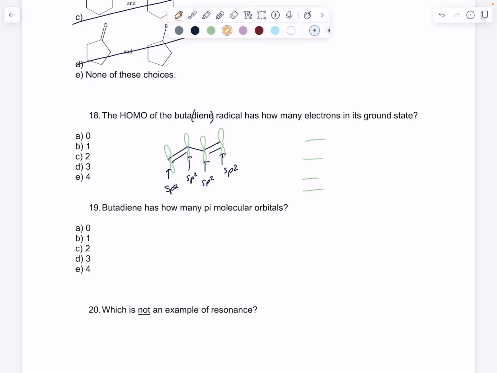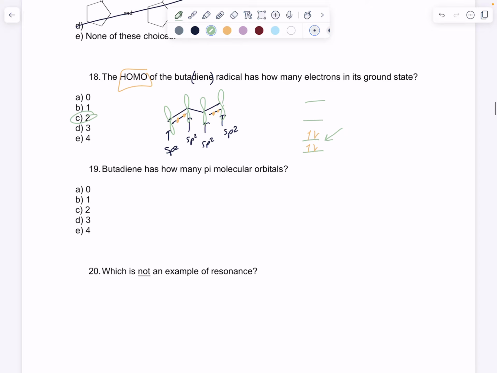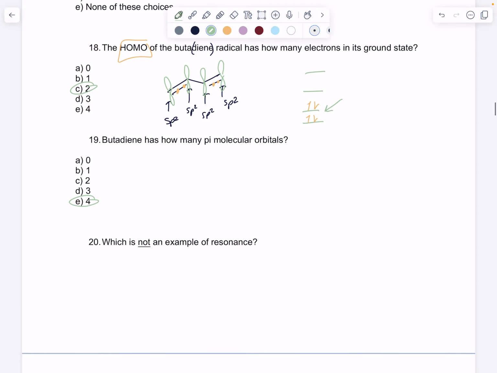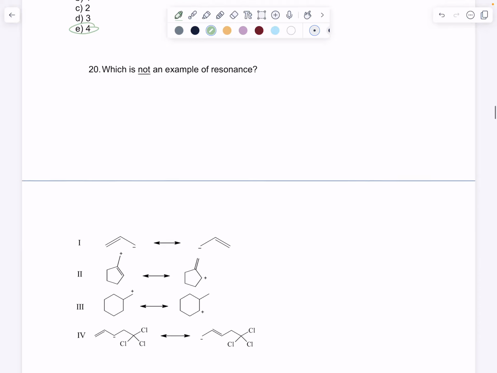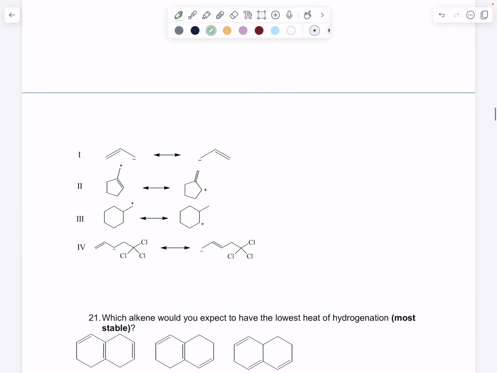And then the next thing I'm doing is counting up how many electrons could be moving between those. And the pi bonds are made up of electrons that are in these pi orbitals. So 1, 2, 3, 4. So the highest occupied molecular orbital is this one. It's the highest one that's occupied, so it has 2 electrons in it. Butadiene has how many pi molecular orbitals? It has 4 pi molecular orbitals, the same number as how many p orbitals it has.